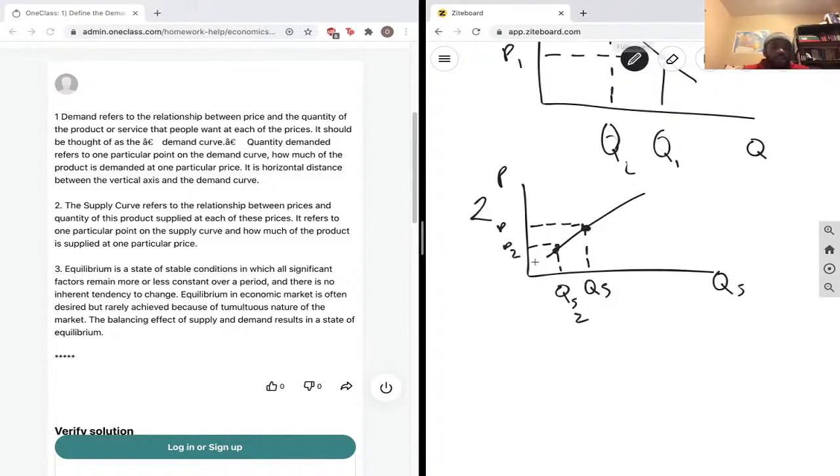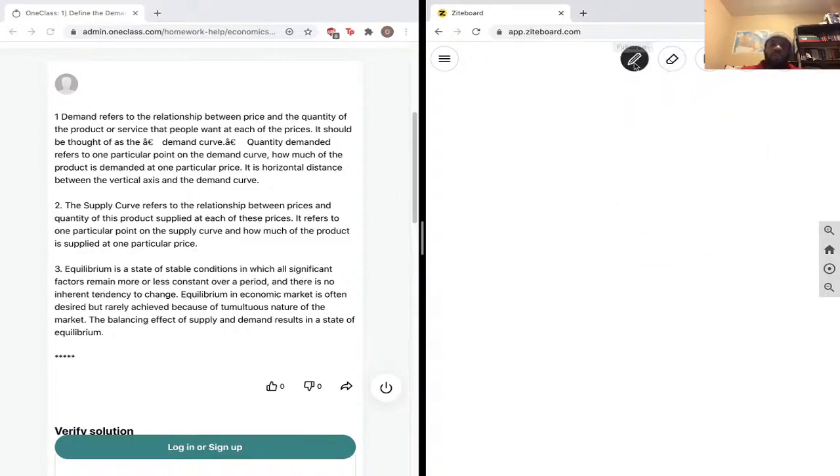And finally, equilibrium is the stable conditions in which all significant factors remain more or less constant over a period, and there is no inherent tendency to change. The equilibrium in an economic market is often desired but rarely achieved because of the tumultuous nature of the market. The balancing effect of supply and demand results in a state of equilibrium. And if we draw that out, so first of all, that's a correct explanation.